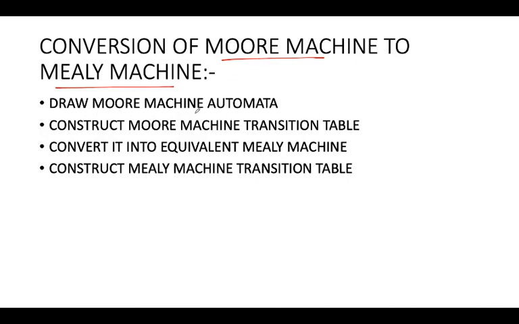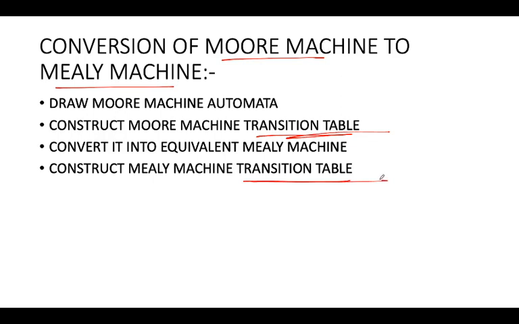First step, draw the Moore machine automata. First we have to draw the given Moore machine. Then construct the Moore machine transition table, as all of you know about the transition table, which we discussed in previous classes. Then convert it into the Mealy machine diagram, and we have to construct the Mealy machine transition table.